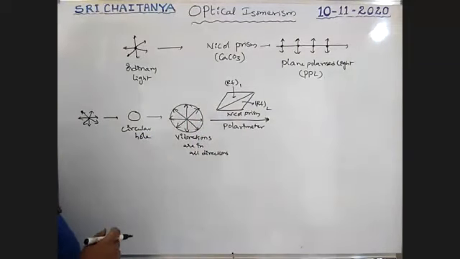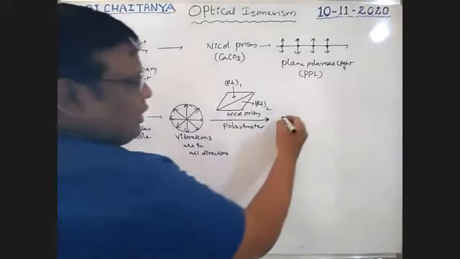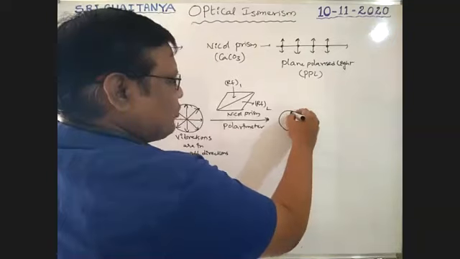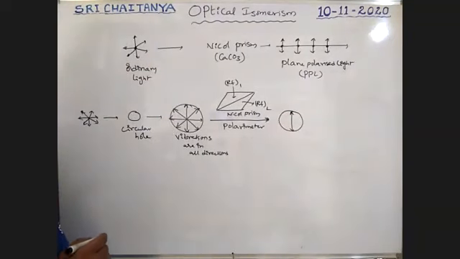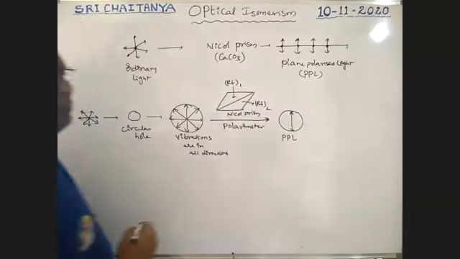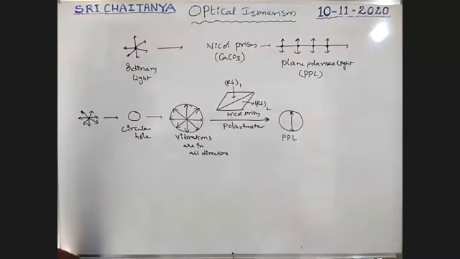So the emerging light has vibrations in only one direction, which is called plane polarized light.